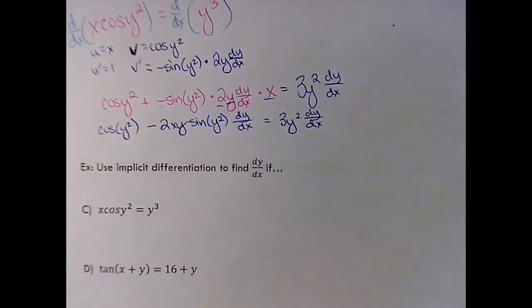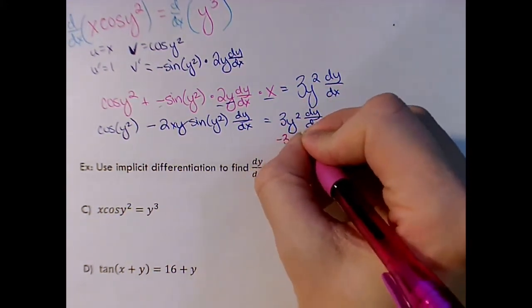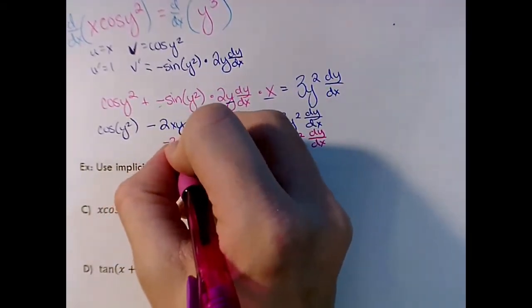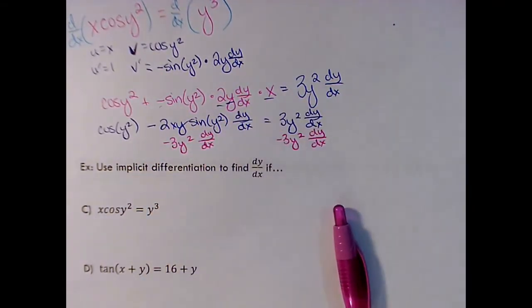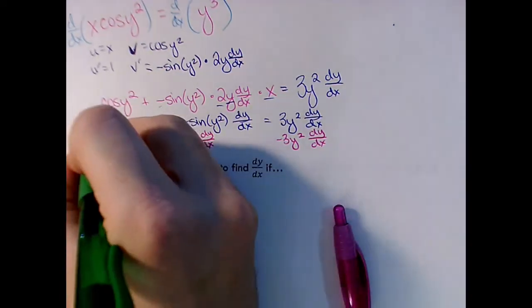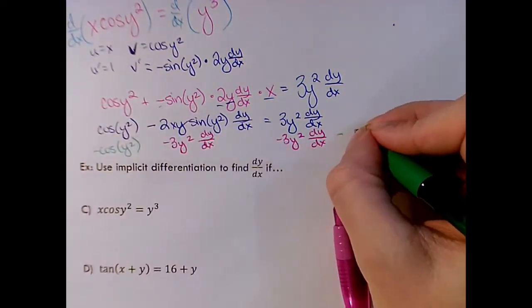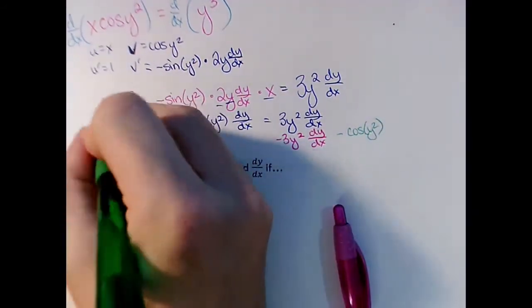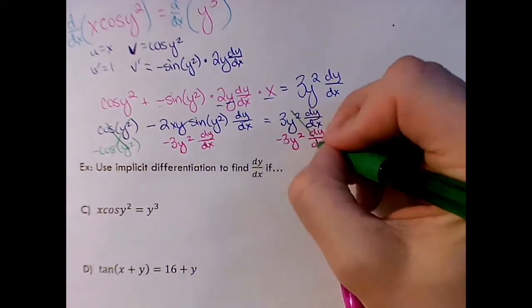Now, for the first time today, I have a dy dx on the right, so I need to move it to the left. So I'm going to subtract both sides by 3y squared dy dx. And while I'm at it, I have a non-dy dx floating around over here. So I'm going to subtract both sides by cos of y squared. So you cross out, you don't combine, but you're now on the same side. You cross out.